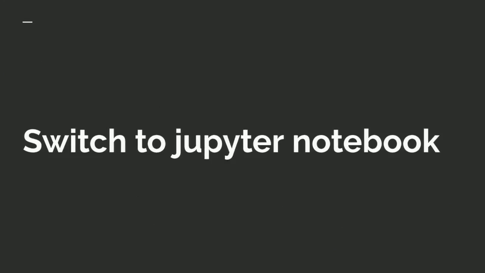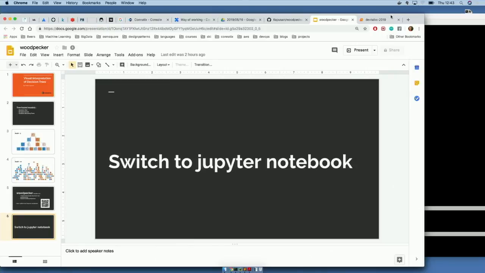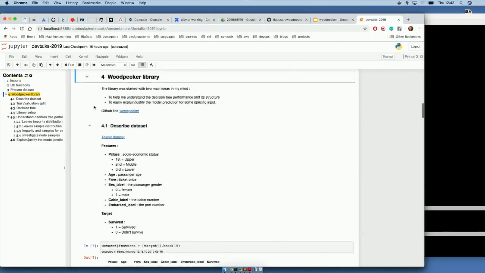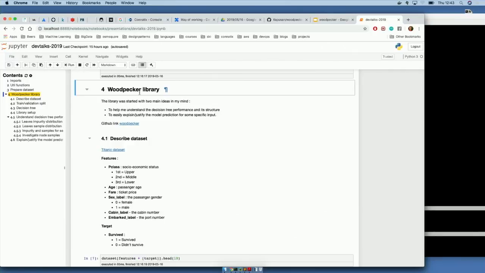So now let's switch to the Jupyter notebook and see what the library can do and see if it could be helpful for you. So I'm going to start from here. I just prepared the dataset.